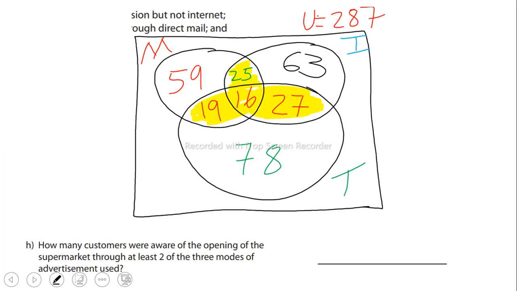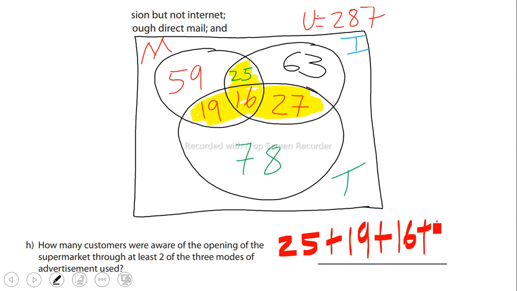So it's going to be 25 plus 19 plus 16 plus 27. Is that going to be 87? I don't know, let me count it, because I added manually. 25 plus 19 plus 16 plus 27. That's 87. Yes, sir. Okay, good.